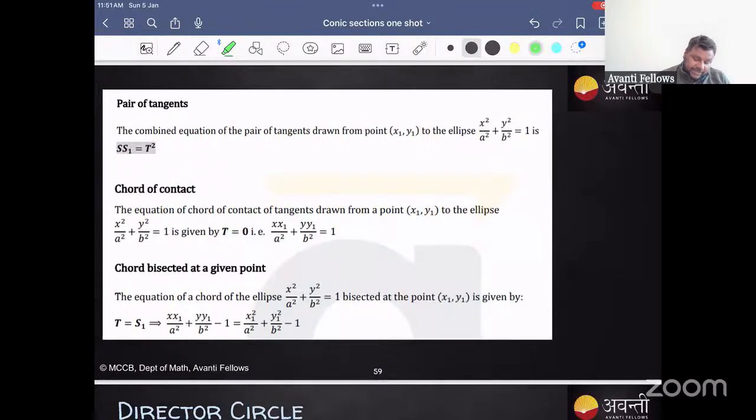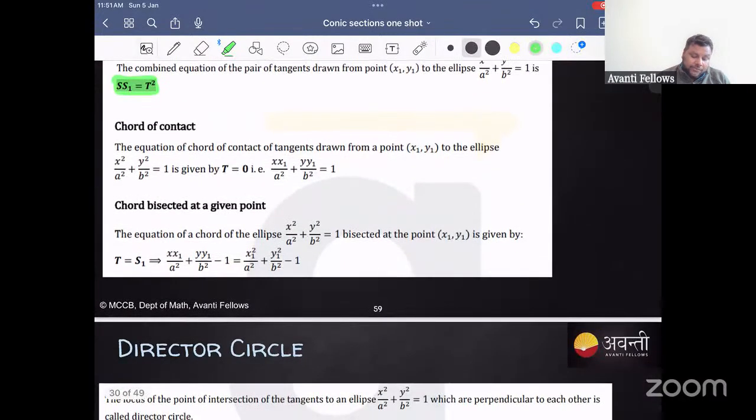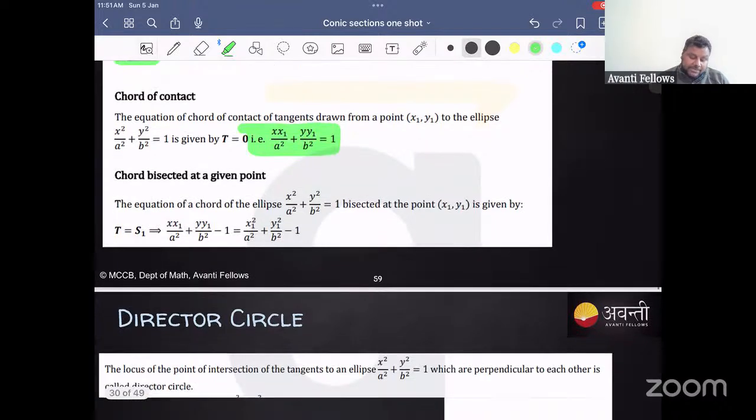Now again same thing, pair of tangents is SS1 equals to T square. Chord of contact is again T equal to 0, but make sure this point lies outside the conic, the ellipse. And chord with the given middle point is again the same thing, T equals to S1. So this is your T and this is your S1. So chord with the given middle point is T equals to S1.